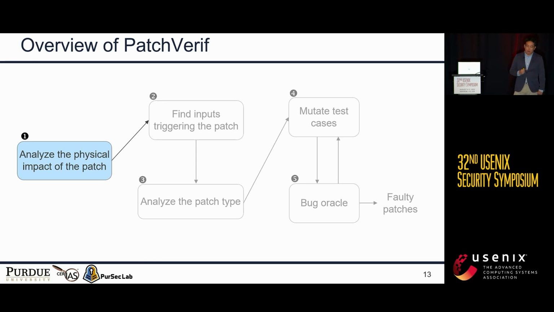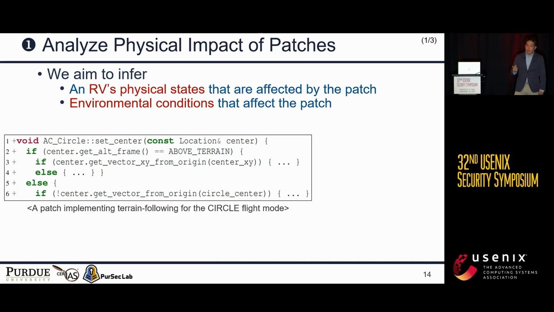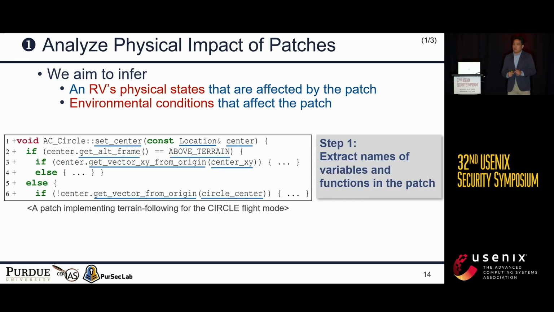In the first component, we aim to understand a given patch code. In particular, we want to understand how the patch code changes the physical behavior of the RVs. Also, we aim to infer which specific environment conditions can affect the patch code. Okay, but how can we achieve these goals? In order to achieve these goals, we conduct a static analysis.